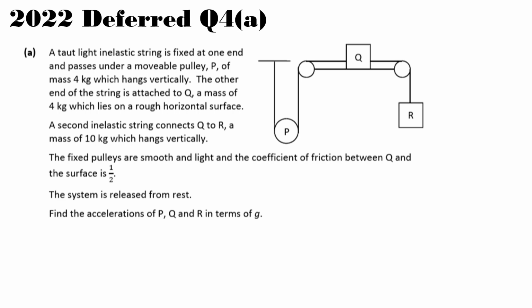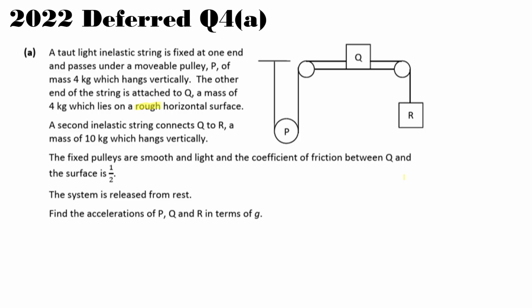This is question 4A from the 2022 deferred paper. A taut light inelastic string is fixed at one end and passes under a movable pulley P of mass 4 kg, which hangs vertically. The other end of the string is attached to Q, a mass of 4 kg, which lies on a rough horizontal surface. So a few things to bear in mind. We have that rough there, meaning we're going to have to deal with friction.